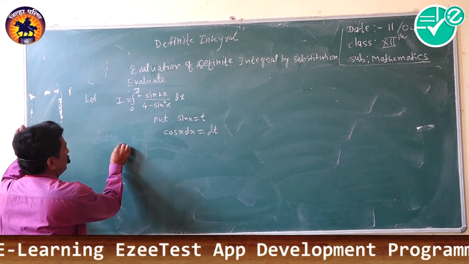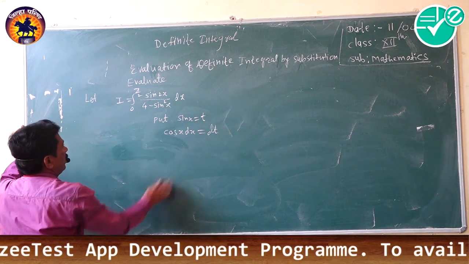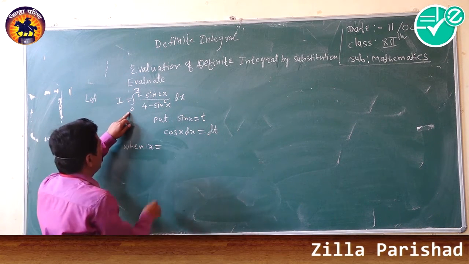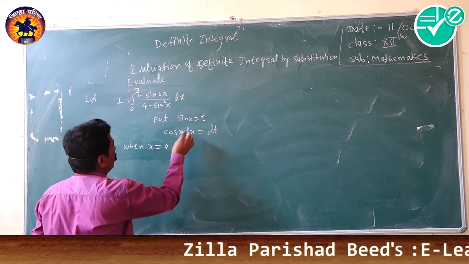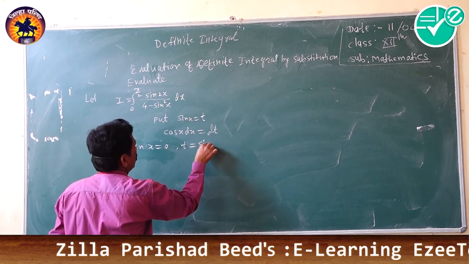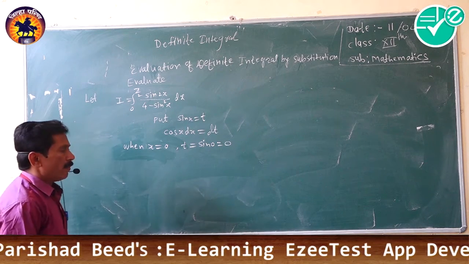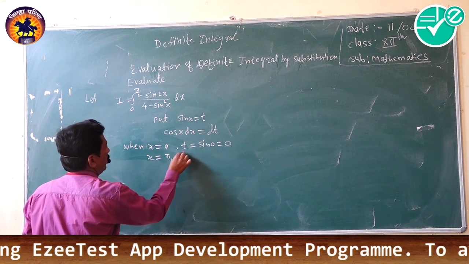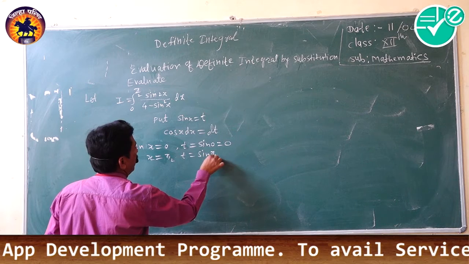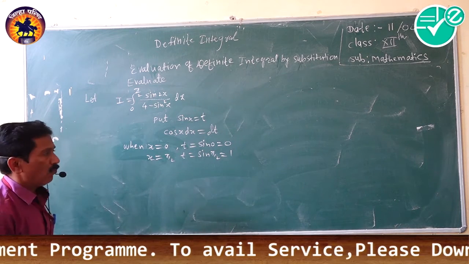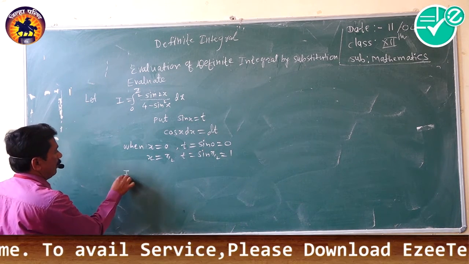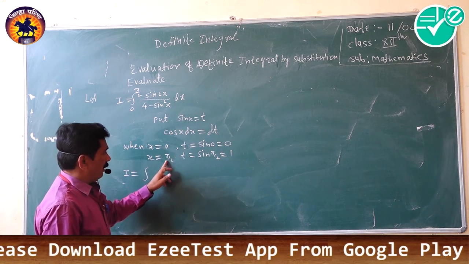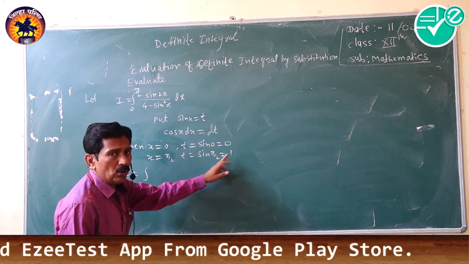Now this I becomes, when x is equal to 0, t is equal to sin 0, that means 0, and when x is equal to pi by 2, t is equal to sin pi by 2, that is 1. The value of sin pi by 2 is 1. Therefore I becomes integration from 0 to pi by 2. These are the old limits, now the new limits will be 0 to 1.